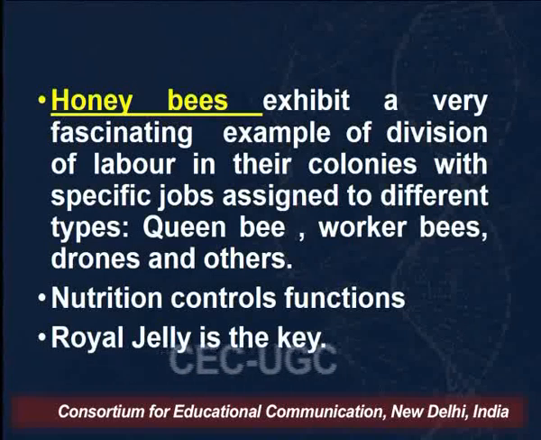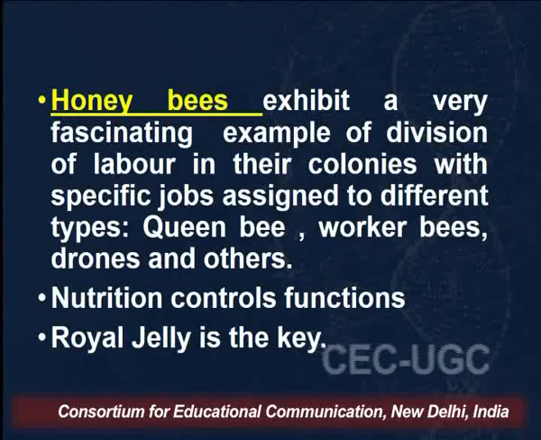Let us take a classical example of honeybees, which fit perfectly well into our example, as I said, of 75% relatedness of the sisters. Now, in this case, it's very fascinating because the different types of bees are assigned different jobs. There is a queen bee, worker bees, drones, and others. So what is going to control this mechanism? Perhaps it is the nutrition also.